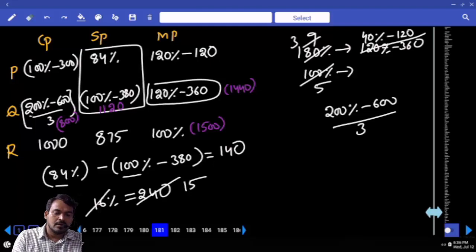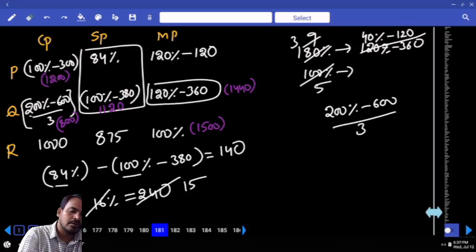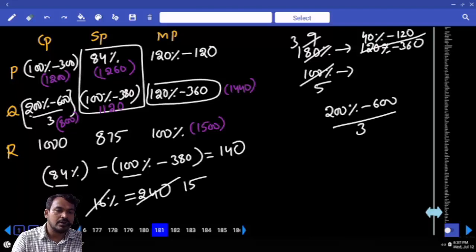Next, 100% minus 300. 1% is 15, so 100% is 1500. Minus 300 means 1200. Next, 84%. 84 into 15: 840 plus 420 is 1260. Next, 120% minus 120. 1800 minus 120 is 1680.